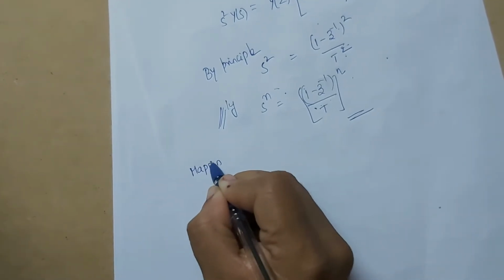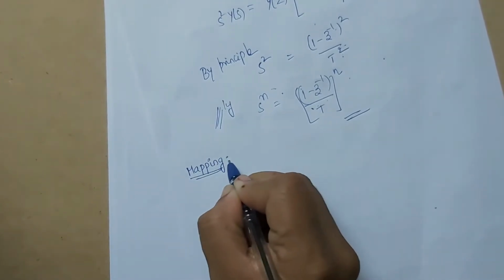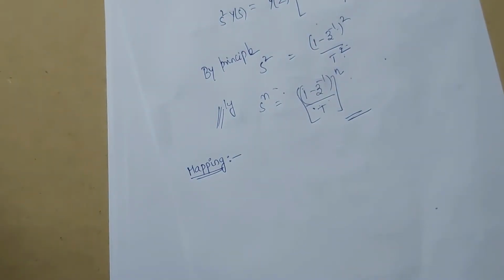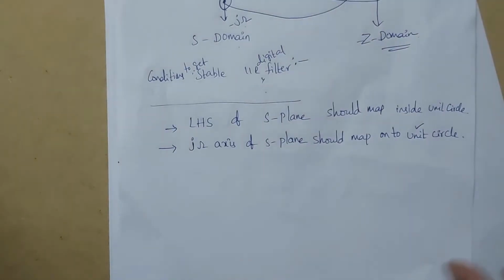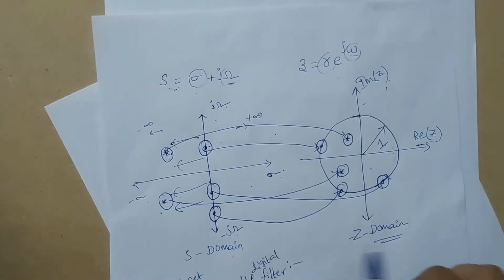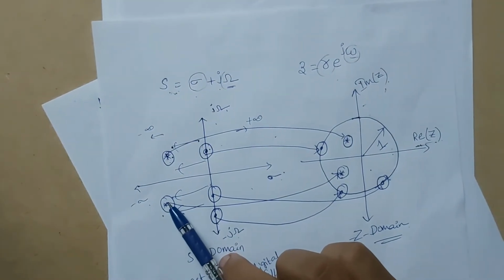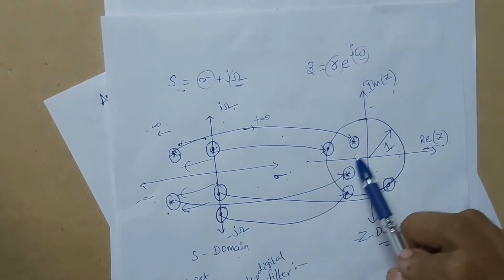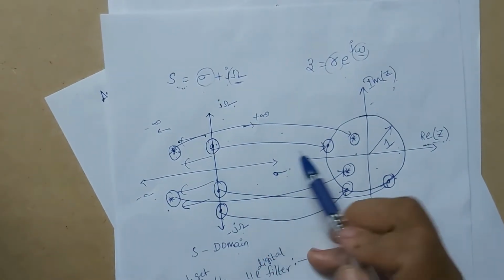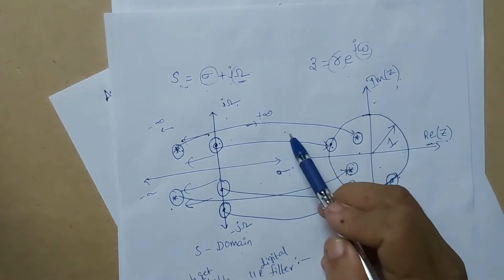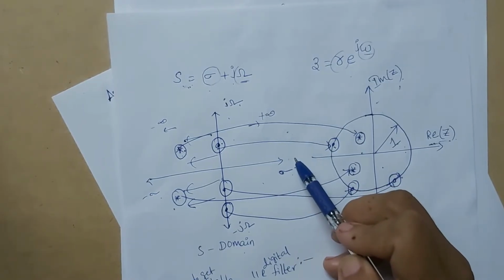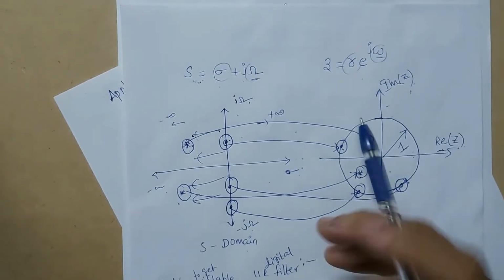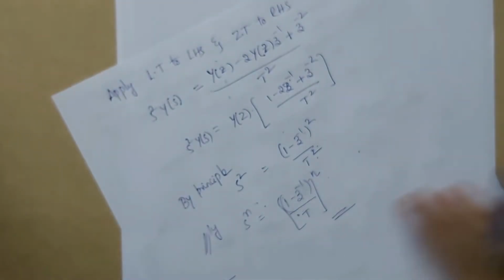Okay, for what purpose are we mapping? We are mapping to check whether these two conditions are working fine or not: whether the LHS of the S plane has been mapped into the unit circle, or else whether the j omega axis has been mapped onto the unit circle. We have to check these two points. For checking these two points, we are doing the mapping here. So let us map here first.